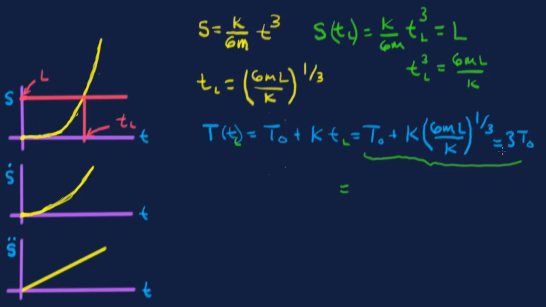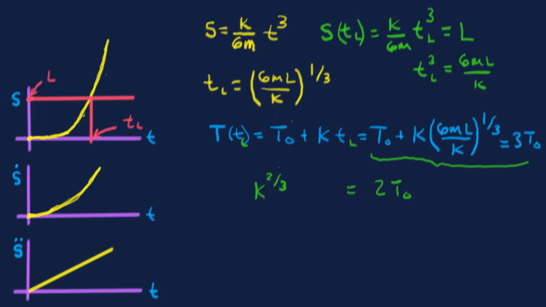Bring this tension over to the side, so on the right-hand side I would have 2 tensions, or 2 initial tensions, T0. On the left-hand side, I'm going to keep this k. So I have a k to the power 1, or k to the power 3/3, divided by k to the power 1/3. So that would leave a k to the power 2/3, all times, was it, 6mL to the power 1/3, right? And now I can solve for k to the power 2/3.